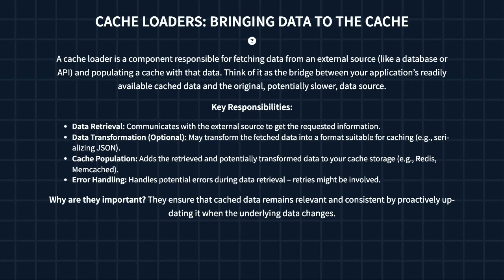Okay, let's talk about cache loaders. Essentially, a cache loader is like the go-between for your application's cache and the places where your actual data lives, often databases or external APIs. Its job is to grab the latest information from those sources, format it if needed, and then load it into the cache so that subsequent requests can be served much faster. It's a crucial part of keeping things speedy. They're responsible for getting the initial data, handling any potential issues like errors during retrieval, and most importantly, putting that fresh information into your cache.